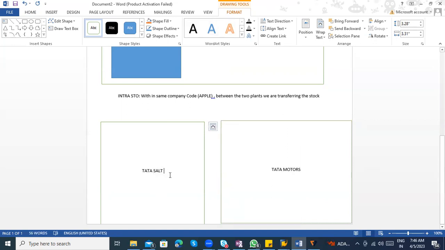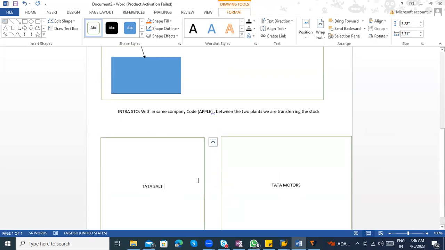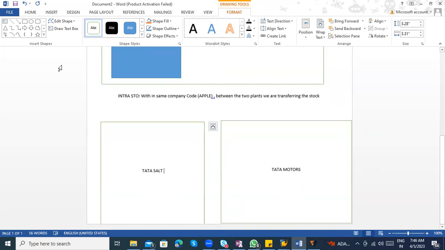So in this case, I cannot say that both will be maintained in a single company code. Both are different company codes, when there is a different kind of business process and different kinds of subsidiaries. Tata Motors has different rules, Tata Salt has different rules, right? But they're still run by the same CEO, right? Same.